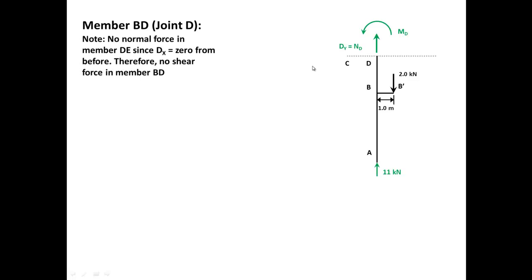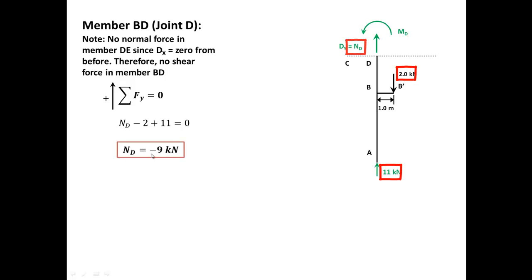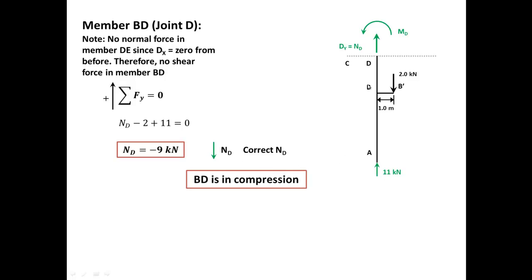Okay, and that's what I just said right now. Summation of the forces in the y direction equal to 0. So ND minus 2 plus 11 should equal to 0, and ND is negative 9. I'm assuming it to be upward, so ND should be downwards. Then you know that BD is in compression.